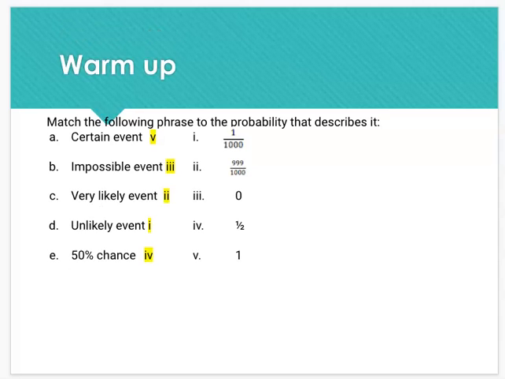All right, did you get them right? A certain event has a probability of 1. An impossible event would have a probability of 0. A very likely event would be almost 1, but not quite, so 999 over 1,000. An unlikely event, 1 in 1,000. And a 50% chance is 1/2. I hope you got all those right. Let's try one more.